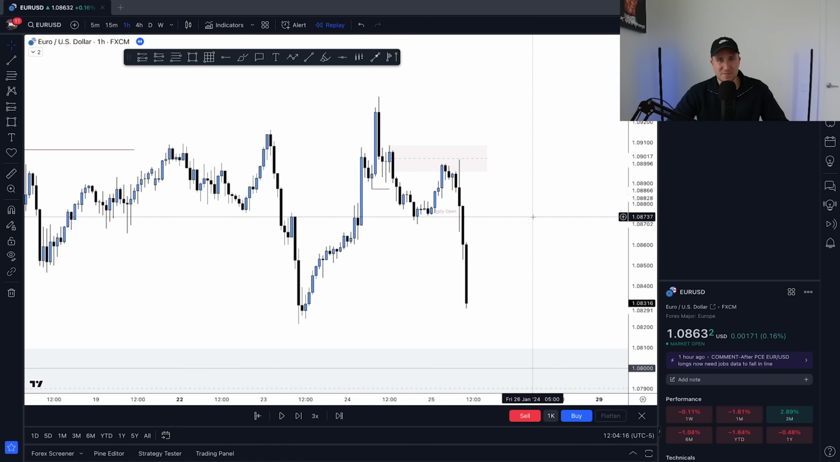Now, this can't just be used anywhere. The order blocks have to be in line with the high time frame. So you don't want to just be using any order block. You want to be aligning it with the high time frame direction.